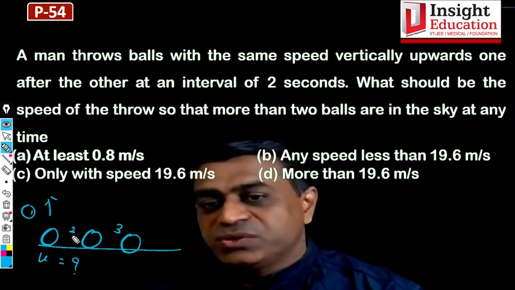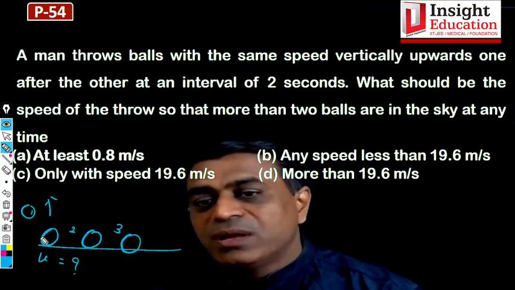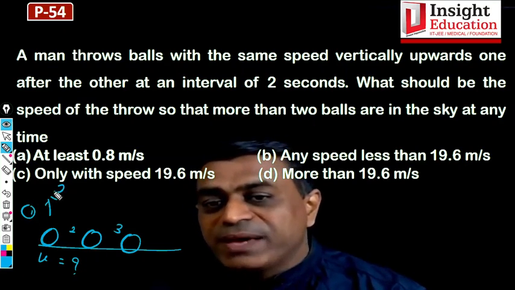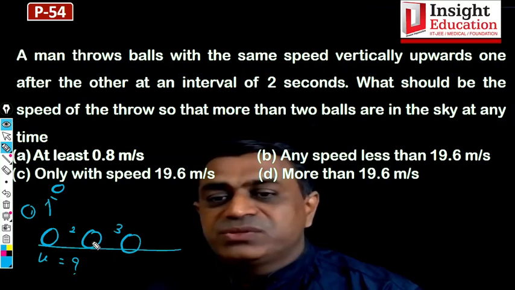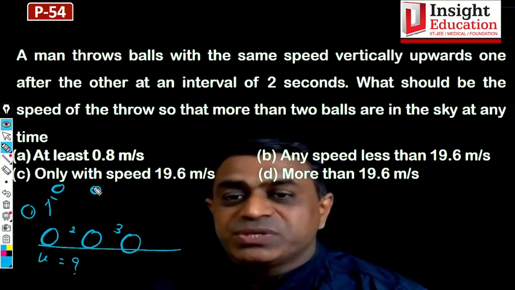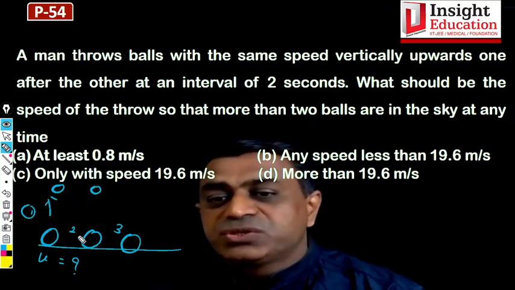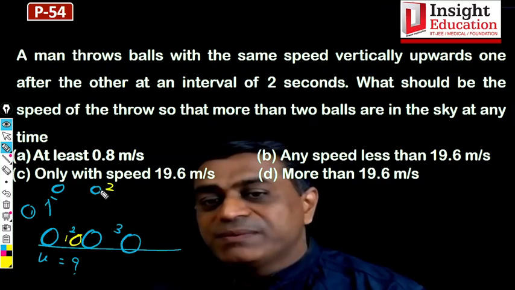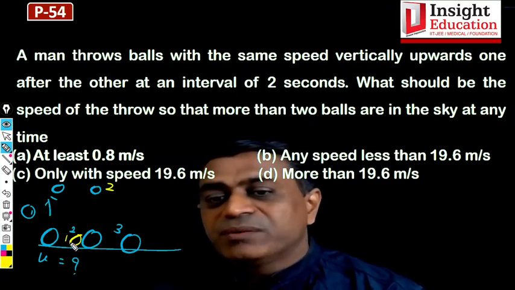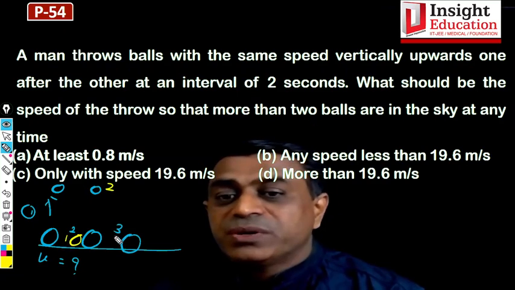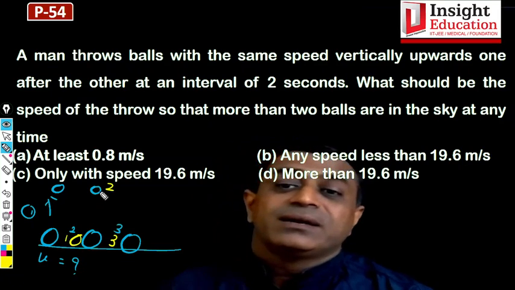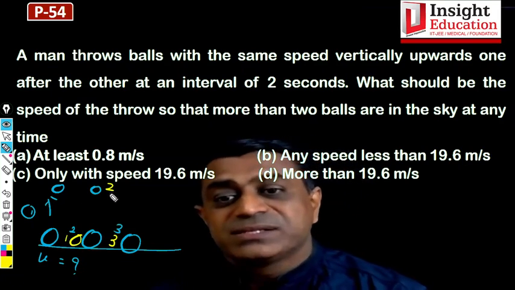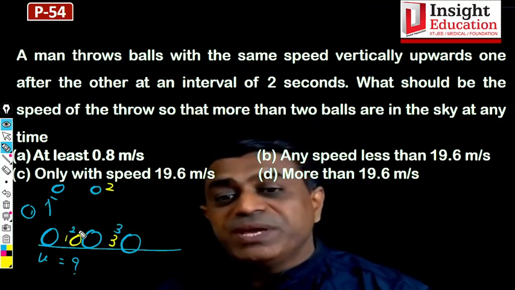So now think about the situation. Suppose when we throw the first ball, it will reach the maximum position. At the same time throw the second ball. When the second ball reaches the maximum position, the first ball will reach the bottom, and the man will throw the third ball. So in this situation, all the balls are in the sky. What should be the condition?